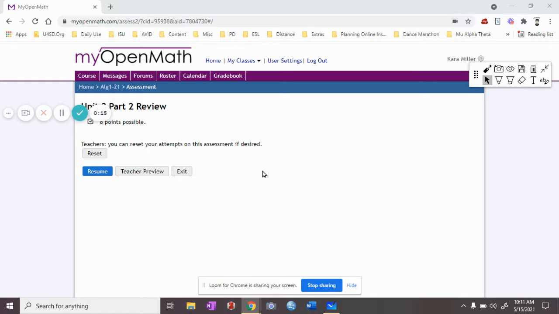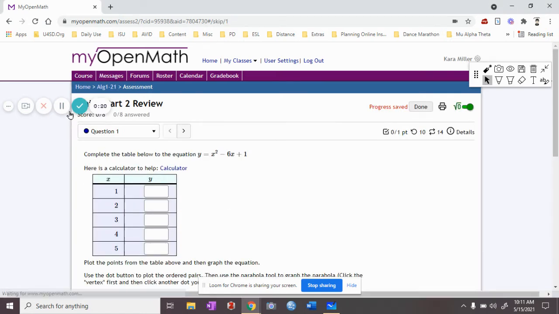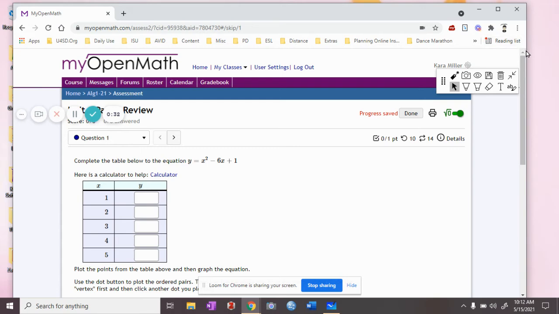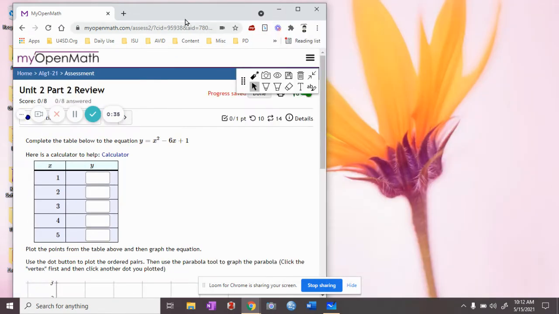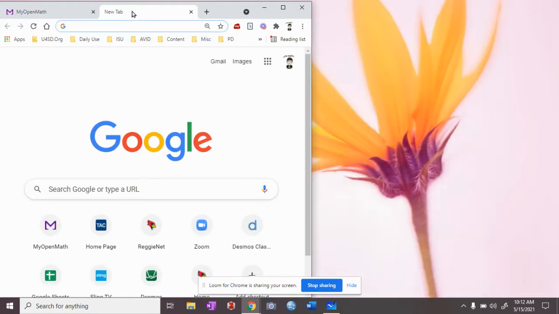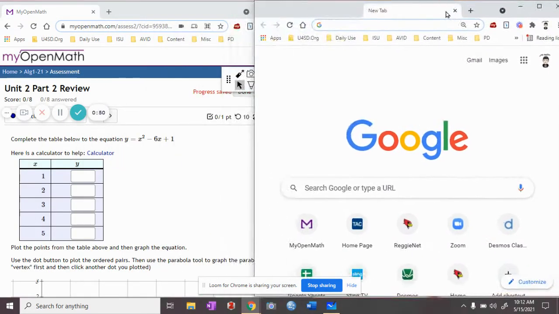So sorry about that. We are going to work through Unit 2, Part 2. This is the lesson where it is really helpful to have your screen resized and to have those graphing calculators and scientific calculators up. So let me remind you how to do that. I need to click and drag this over here.